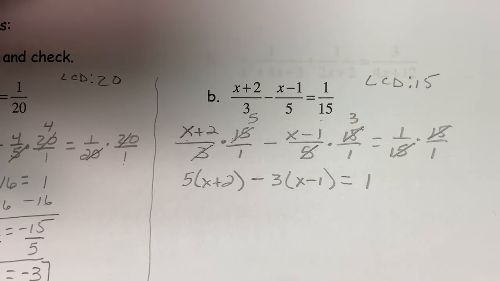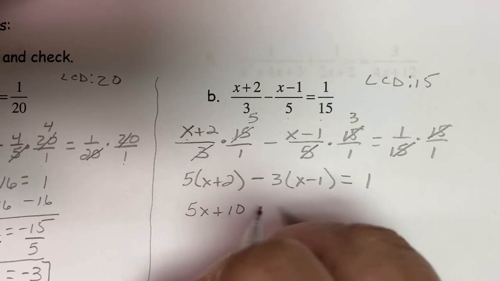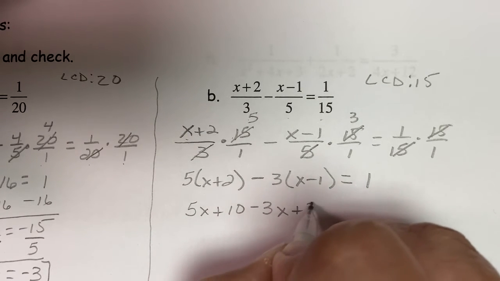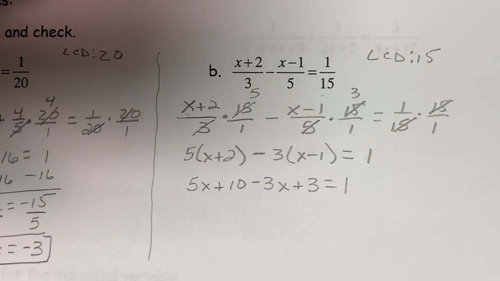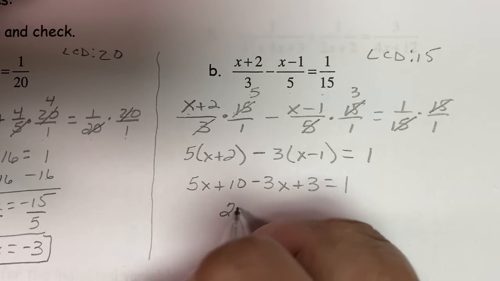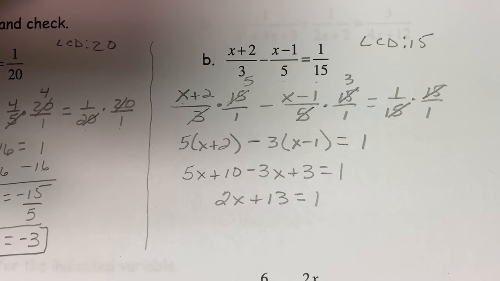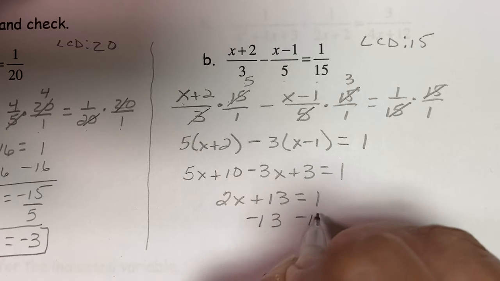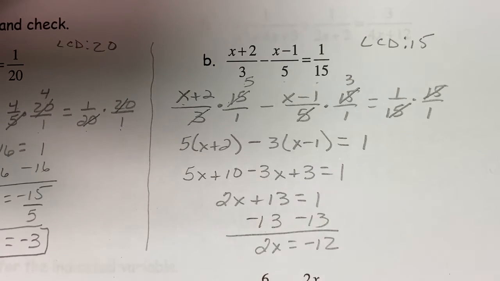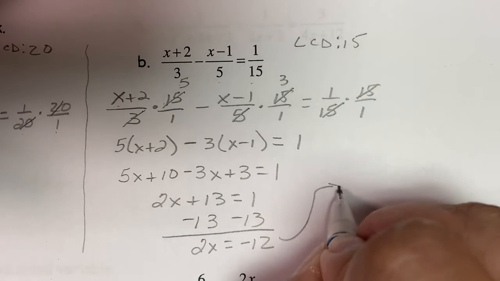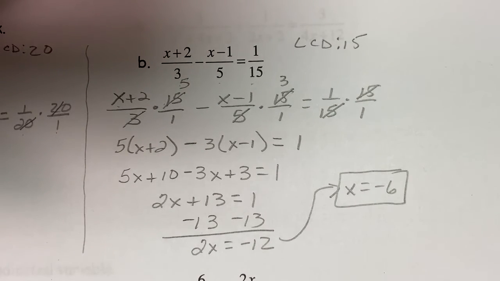So let's go ahead and solve this equation. You know we're going to distribute. So we're going to have 5x plus 10 minus 3x, watch your signs, plus 3 is equal to 1. Let's combine our like terms on the left-hand side. Combining, we're going to end up with 2x plus 13 is equal to 1. Let's subtract 13 from both sides of my equal sign, giving me 2x is equal to negative 12. And when I divide both sides by 2, you can see I get x is equal to negative 6.